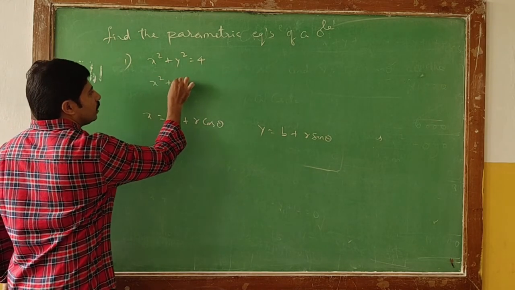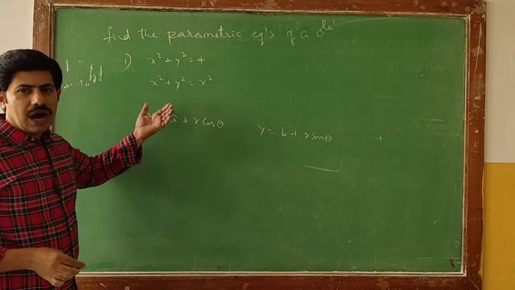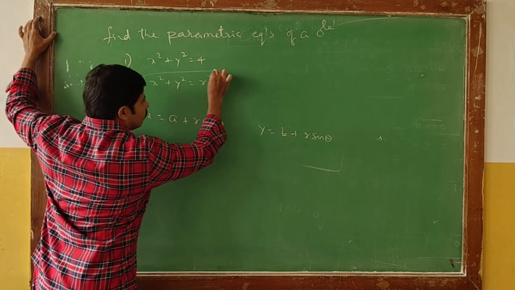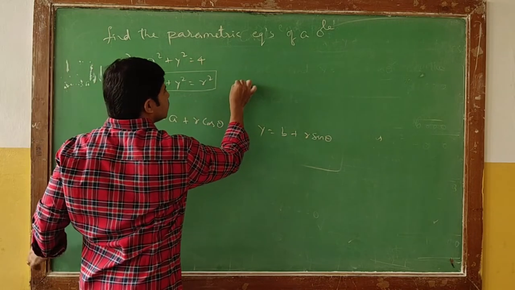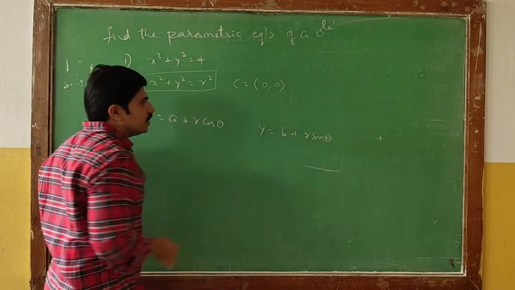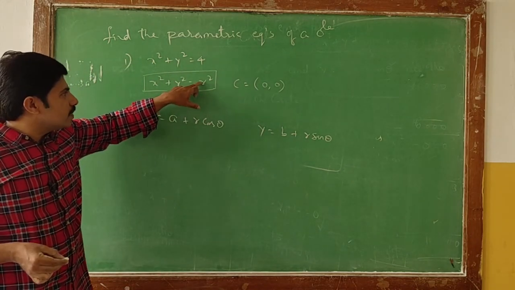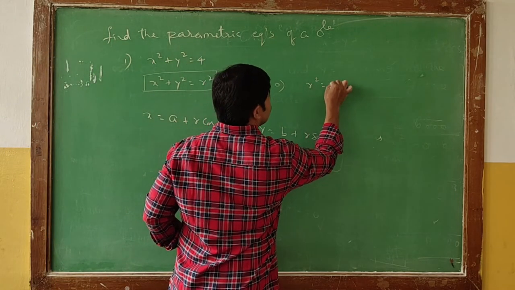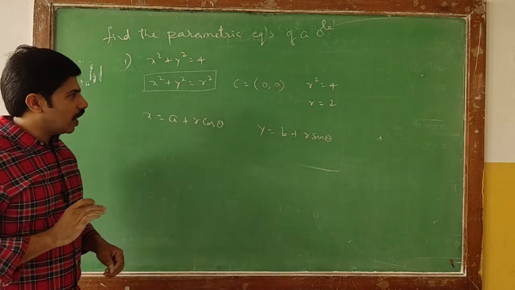We have one more general equation, the standard form of the equation, x square plus y square is equal to r square. So compare these two. If the equation of the circle is x square plus y square is equal to r square, what is the center? The center is 0, 0. We discussed already. And what is the radius? We compare these two. Comparison means r square is equal to 4. Then what is the r value? It is 2. Okay, r value is 2.